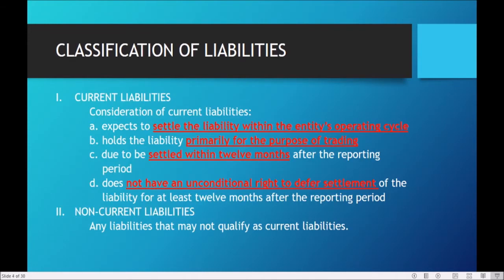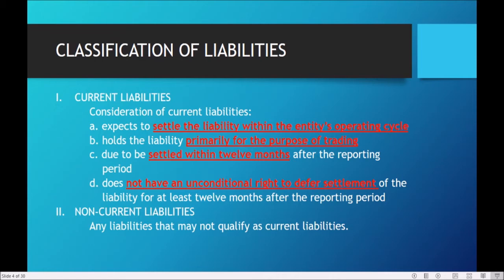Classification of liabilities. Liabilities, same with assets, can be classified into two. We have the current liabilities and the non-current liabilities. When we can say that a liability is a current liability, we have 4 considerations in order for us to determine that this particular liability that we have today is a current liability. Una, if we expect that liability to be settled within the operating cycle. Okay? Within the operating cycle.